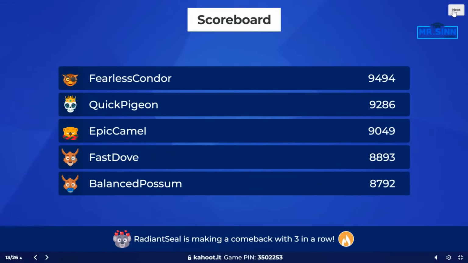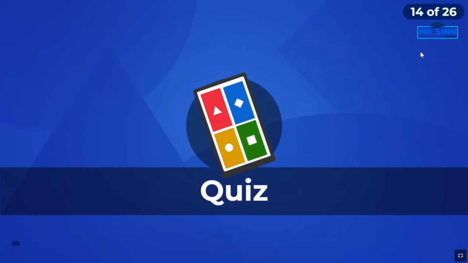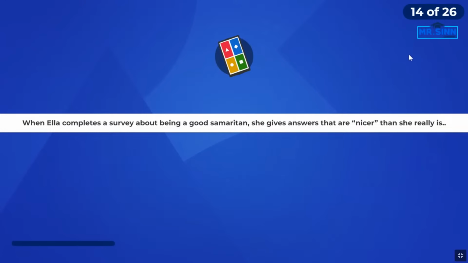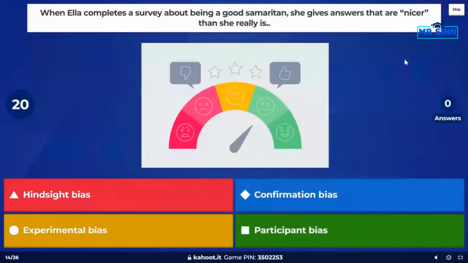All right, moving up. Next question, 14 out of 26. When Ella completes a survey about being a good Samaritan, she gives answers that are nicer than she really is. What's happening here? Is it an experimental bias, confirmation bias, participation bias, or hindsight bias? What do we got?